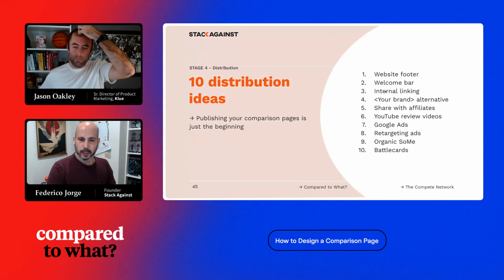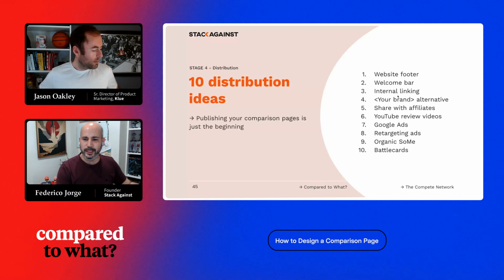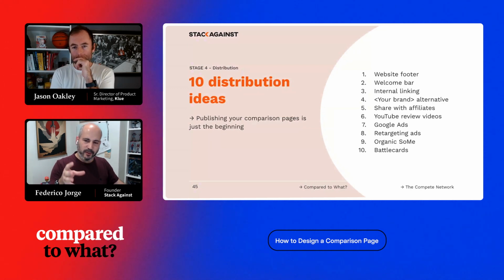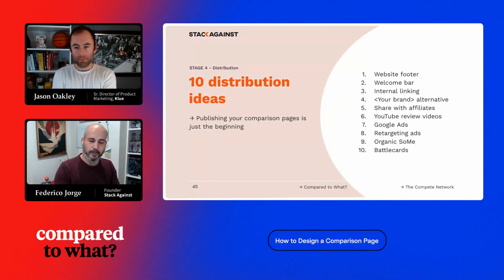Yeah, makes sense. Okay, cool. So number 3 is internal linking. This is not necessarily a specific way to bring people to these comparison pages, but it's very, very important in order to build your SEO strength and your organic strength with these comparison pages. If there's any resource that you've already published, or if you can add more content to your site that could be related to the comparison, make sure that you're linking back to the comparison page.